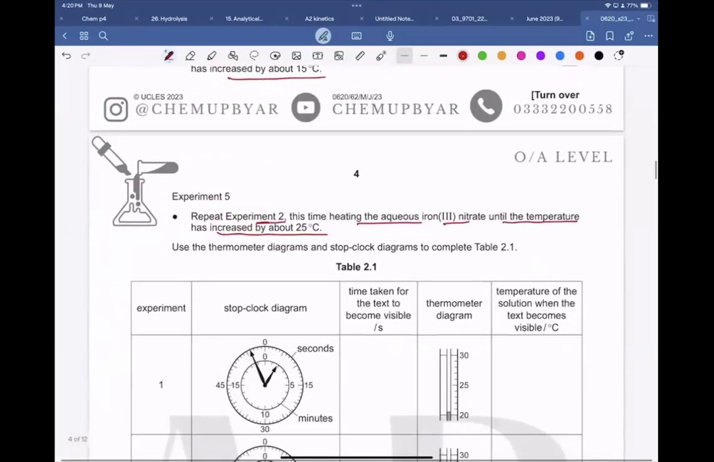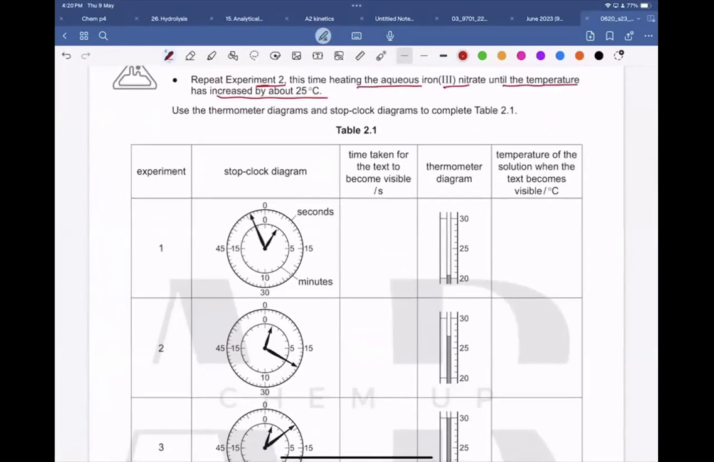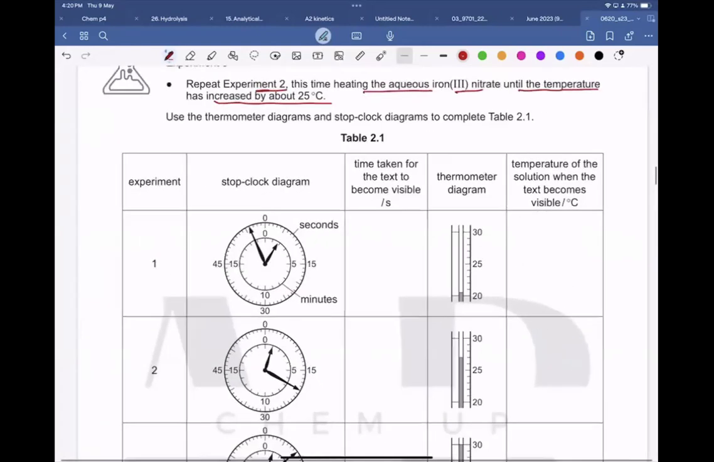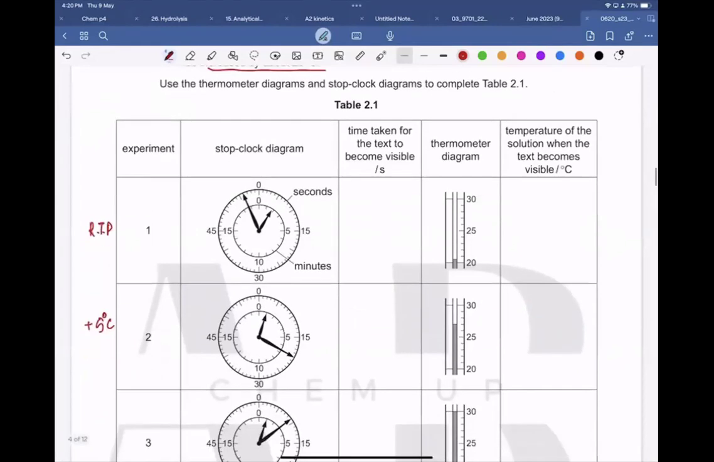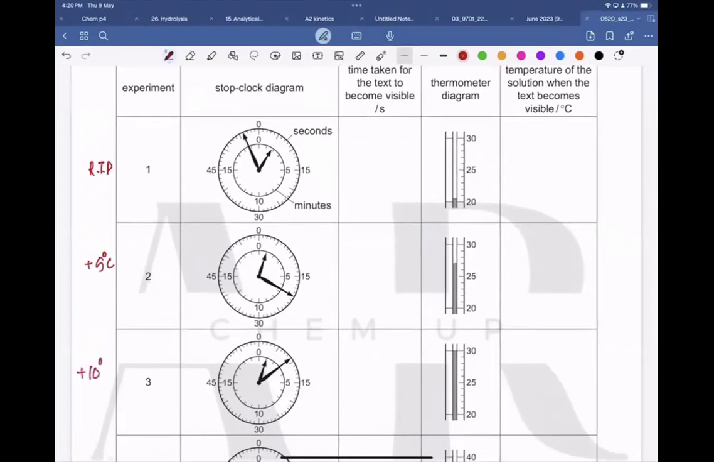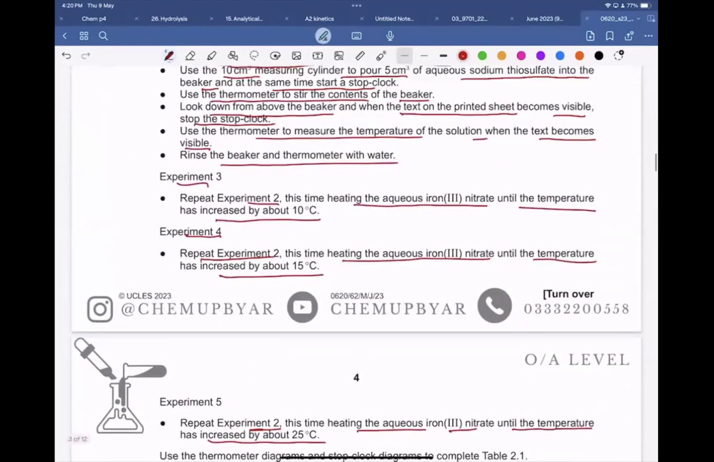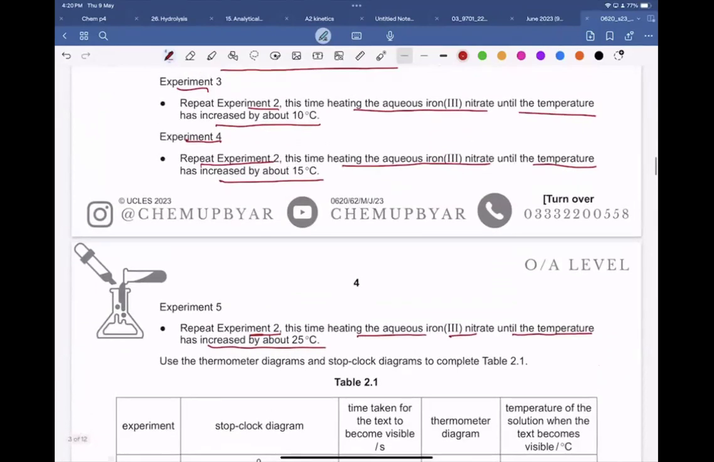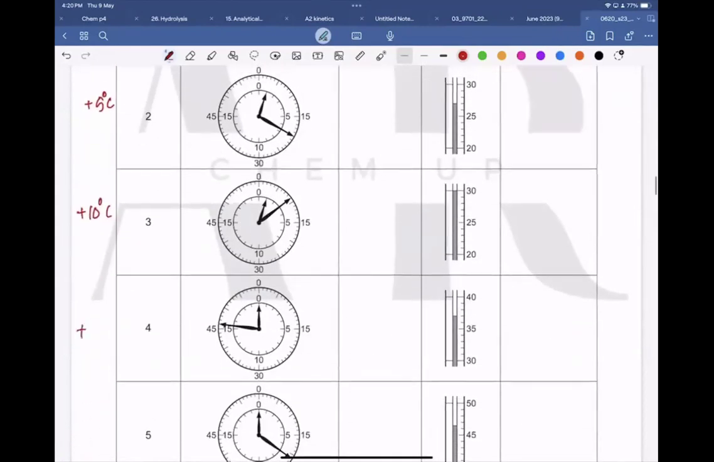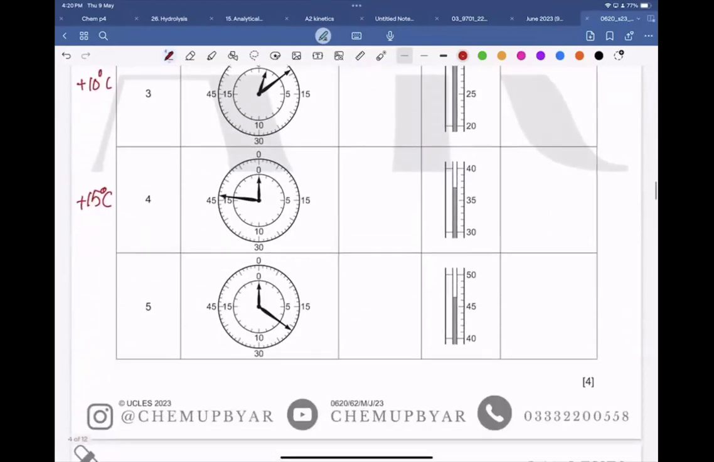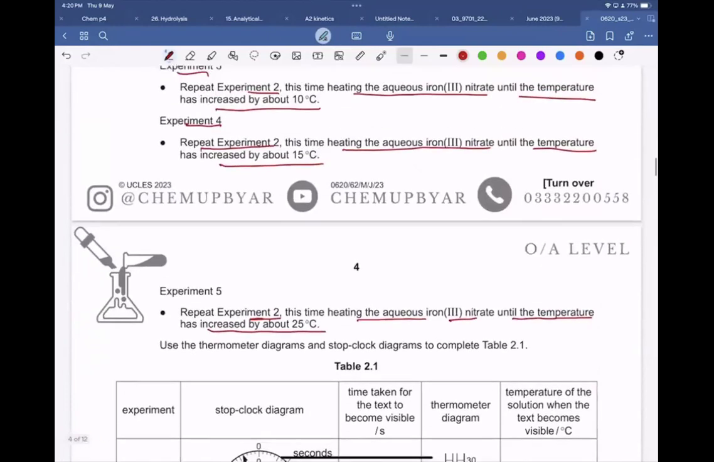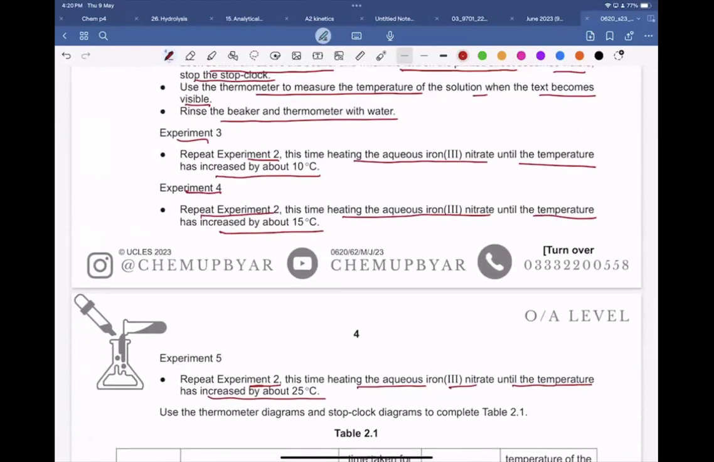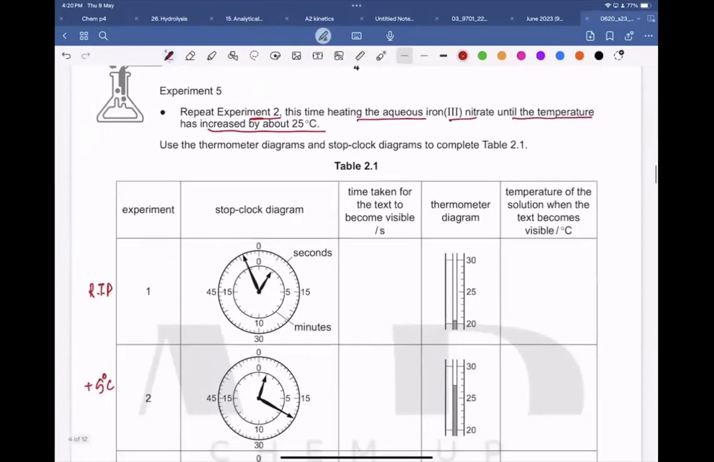Okay. So if you see over here, for example, this reaction occurs at room temperature, this reaction occurs at plus 5 degrees Celsius, this reaction occurs at plus 10 degrees Celsius, then 4 occurs at plus 15 degrees Celsius, and 5 occurs at plus 25 degrees Celsius. Is this understandable to all of you?